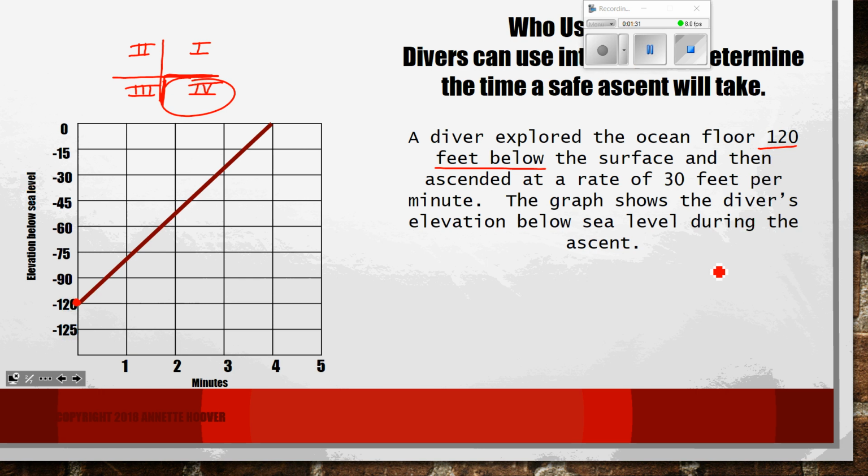If we were to write an ordered pair for this, x would be 0 and the y would be negative 120. Notice what the x is for the y-intercept. That's going to be important here in just a little bit.